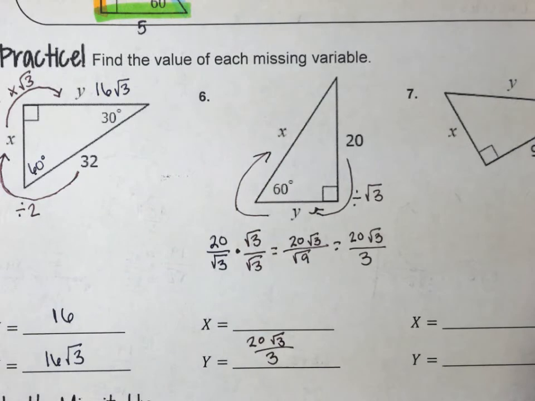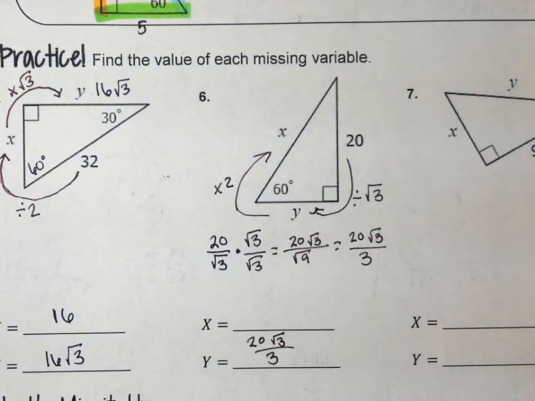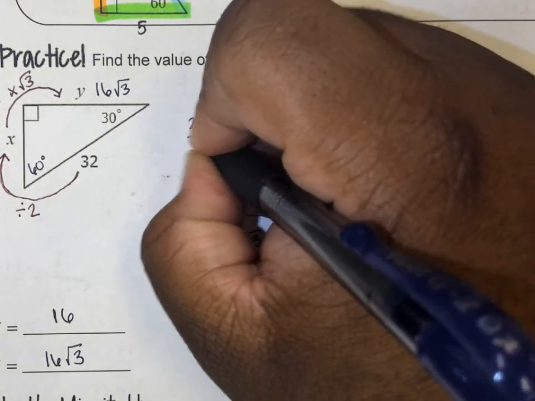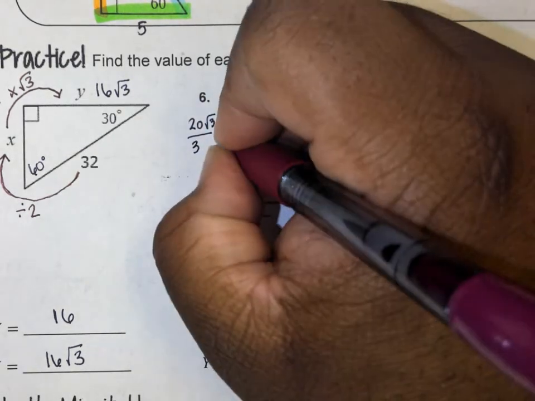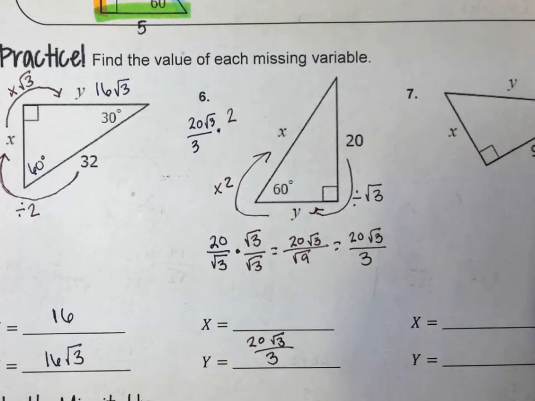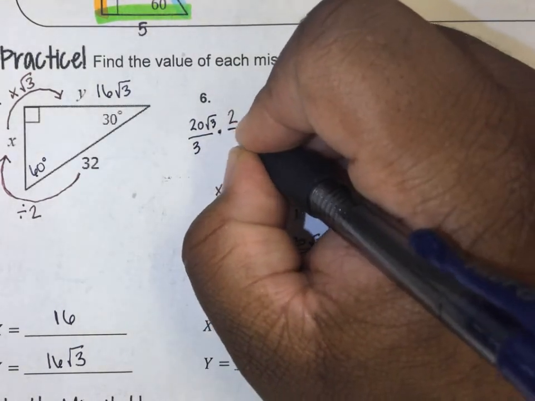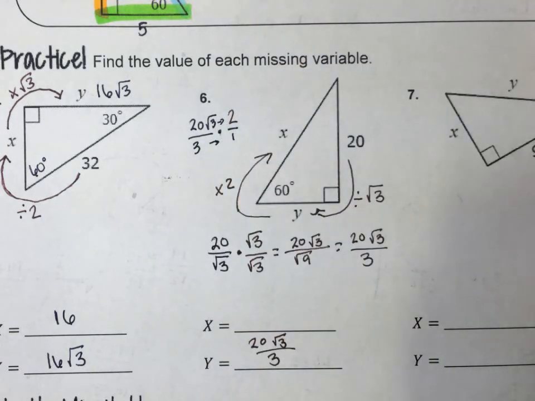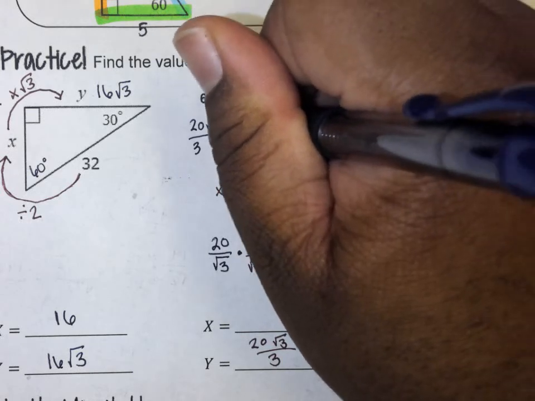So you're doing what? Multiply by 2. So on this one, we're multiplying 20 square root 3 over 3 times 2. I don't want you to overcomplicate this one. You can make that 2 or 2 over 1, and then you can multiply straight across. Yes. Excellent. Like he just said, it'll be 40 square root 3 over 3.